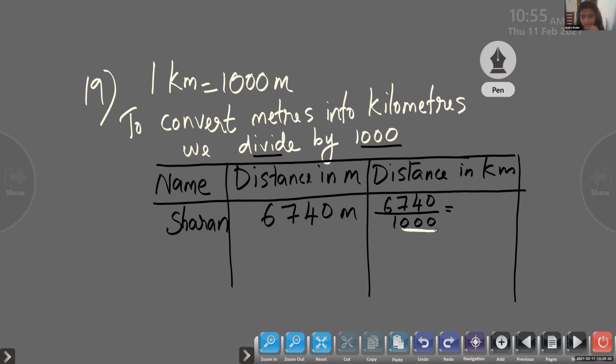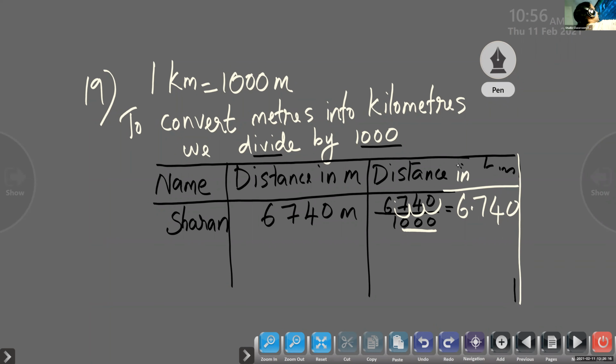So children, we have to move the decimal place according to the number of zeros in the denominator. Here in the denominator we have 3 zeros. So we have to move the place 1, 2, 3 digits from the right side. Then put the decimal point. So it is 6.740. All other questions you have to do like this.